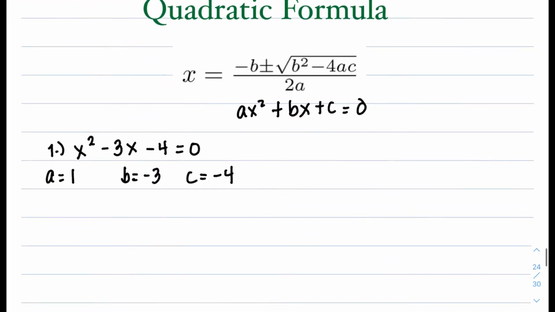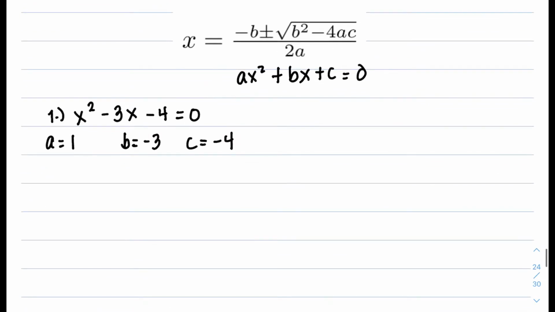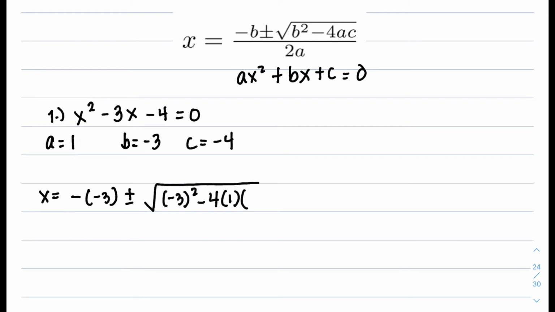Then, after getting the values of the coefficients a, b, and c, we just substitute them into our quadratic formula. So, that is x is equal to negative b. So, that is negative times negative 3 plus minus square root of b squared. We have negative 3 squared minus 4, times a which is 1 and times c which is negative 4, all over 2 times a which is 1.